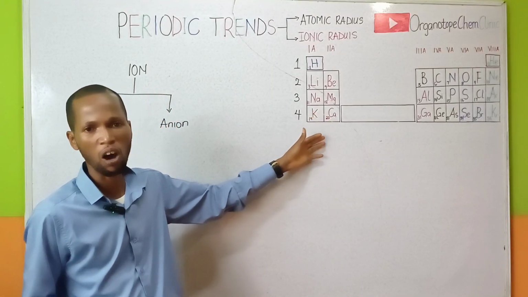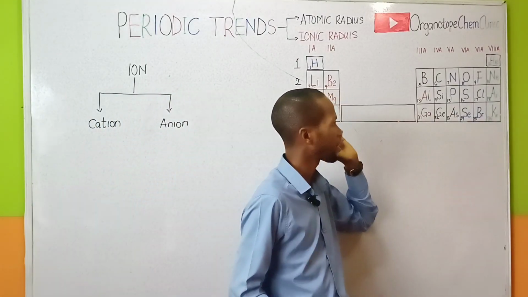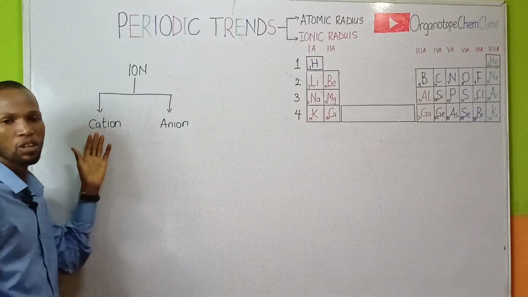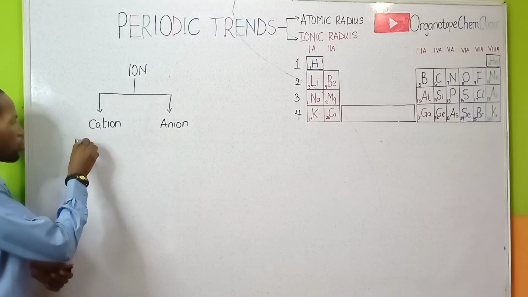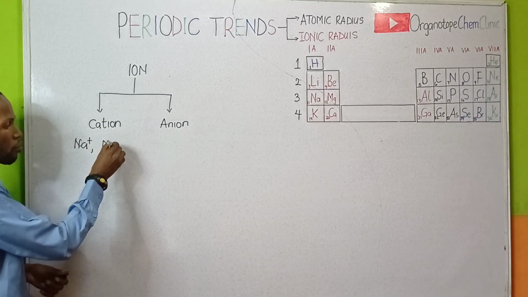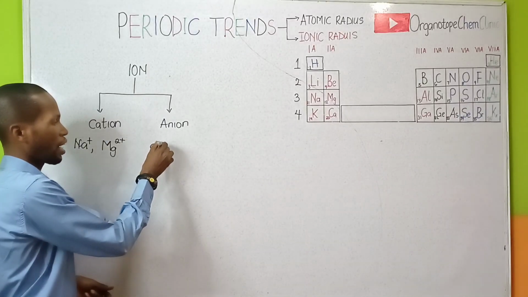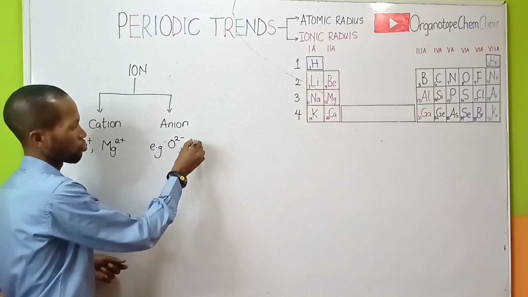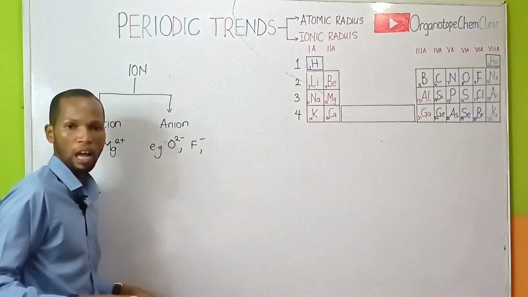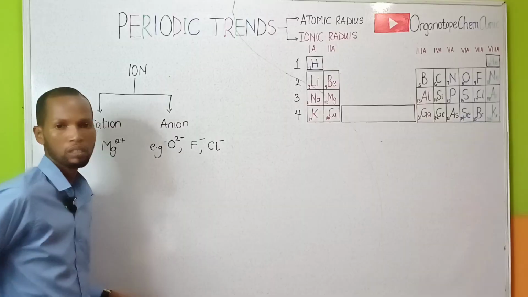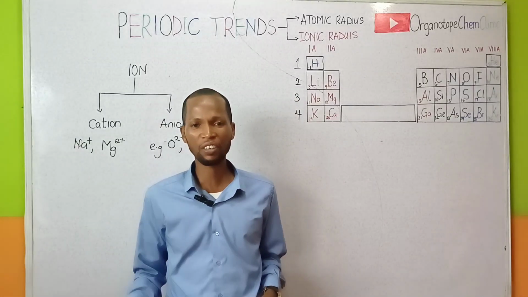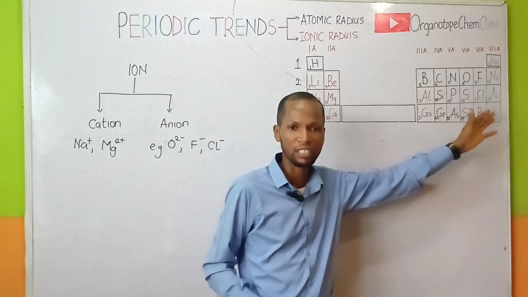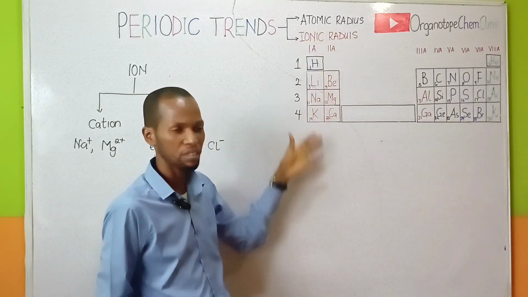Metals are mostly found on the left-hand side of the periodic table, while the non-metals are mostly found on the right-hand side of the periodic table. Examples of cations include sodium ion, magnesium ion, while the anions include oxygen 2-, fluoride-, and chloride-. Note that the atomic radius and the ionic radius follow the same trend. That is, the ionic radius decreases across the period and increases down the group.